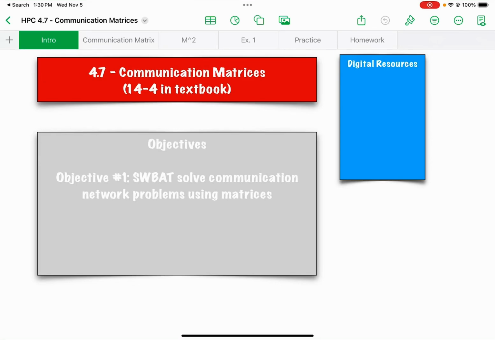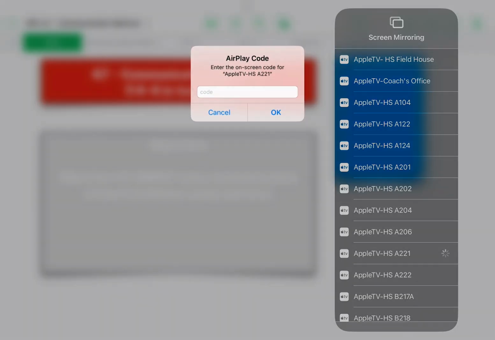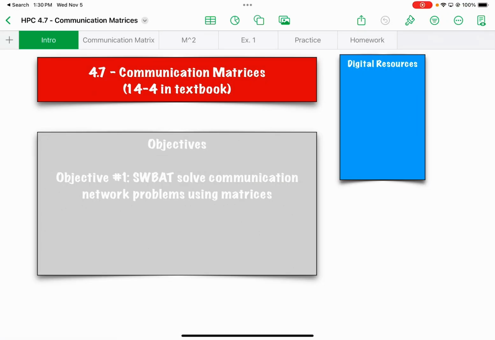Matrices is what we're going to do today. If I can actually get this to AirPlay, it'd be really good. Okay. All right, here we go.